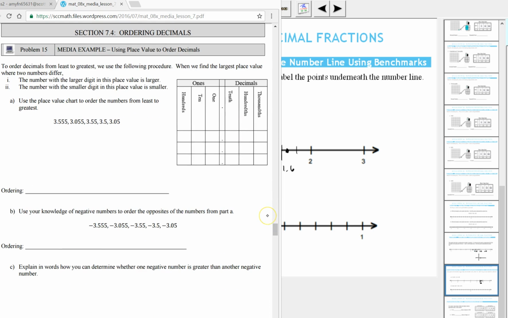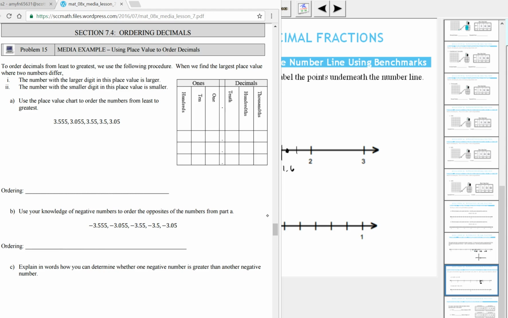Okay. And now ordering decimals. So ordering decimals is notoriously difficult. Okay, and again, it's usually due to their lack of understanding of place value. Okay, but this is pretty general.